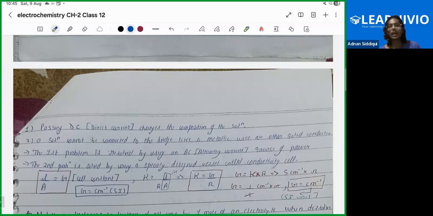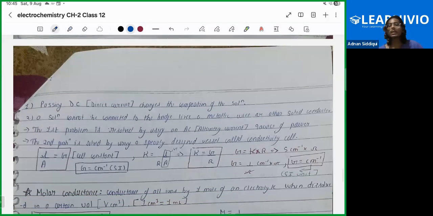The second problem is that a solution cannot be connected to the bridge like a metallic wire or other solid conductor. In a solution state, you cannot make a Wheatstone bridge type of arrangement because in your solution you cannot make a bridge basically. We cannot use a metallic sort of structure in your solution state. It is not going to work. So the first problem, the DC current problem, is solved by using AC current. The second problem is solved by using a specially designed vessel, which we call conductivity cell.